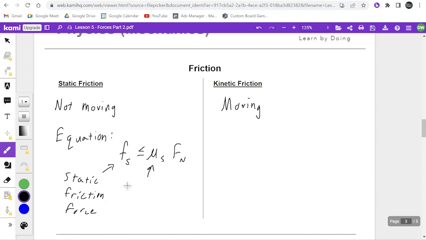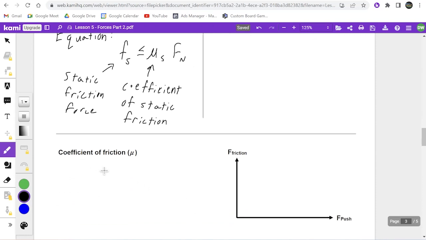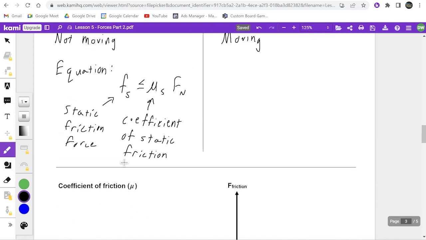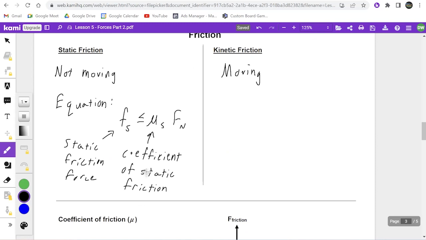This right there, that fella, is called the coefficient of static friction. I'll explain that in the next part, because literally that's what this whole second half of the page is about, the coefficient of friction. And by the way, that is the Greek letter mu, pronounced mu. And then finally, our good friend, the normal force. Finally, a familiar face.